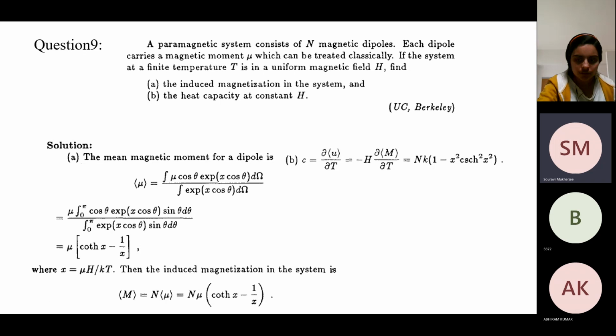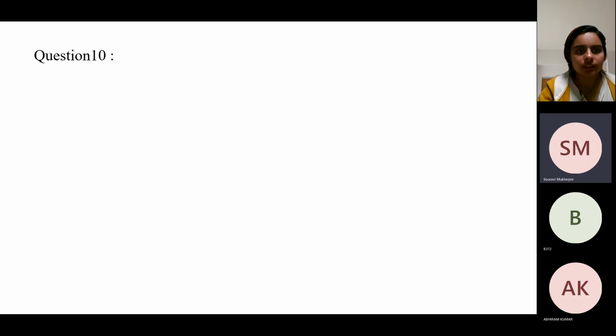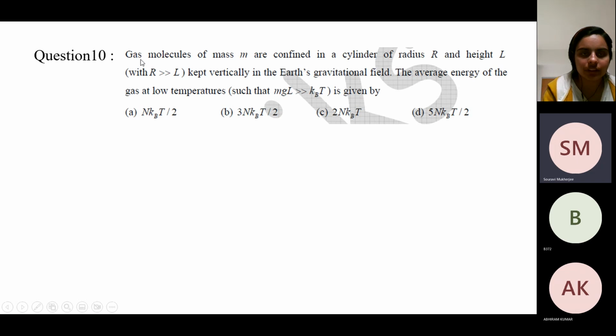Okay, so let us go to the next question. This is another question where we have gas molecules of mass m, confined in a cylinder of radius r and height L. They are kept vertically in Earth's gravitational field. We want to find the average energy of the gas at low temperatures. So what do we have to do here? I am not asking you to solve it because it would be lengthy, but what is the process?